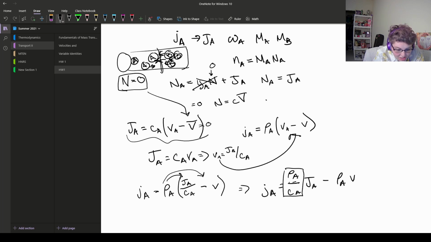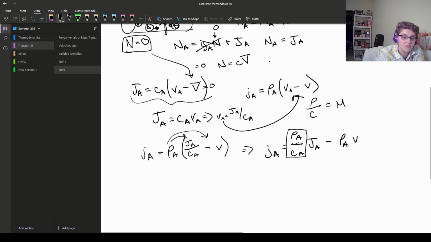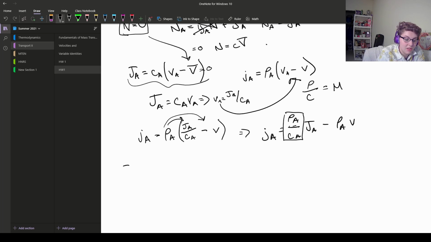Let's go ahead and look at this relationship right here. We know that a mass concentration of A, or just a mass concentration in general, divided by the molar concentration is going to be equal to the molecular weight of that component. So we can go ahead and simplify that right here. The mass diffusive flux of A is equal to the molecular weight of A times the molar diffusive flux of A minus the mass concentration of A times the mass average velocity of the system.